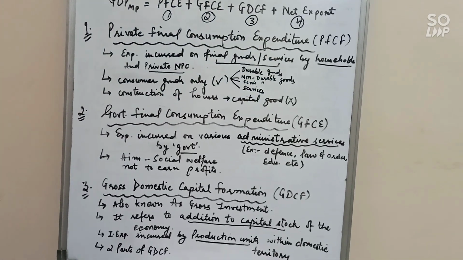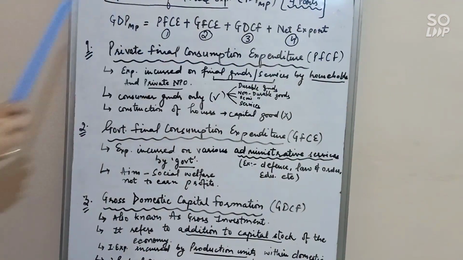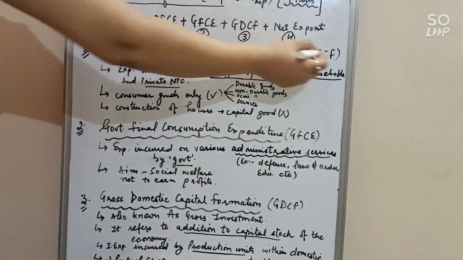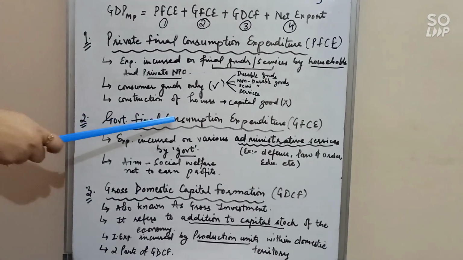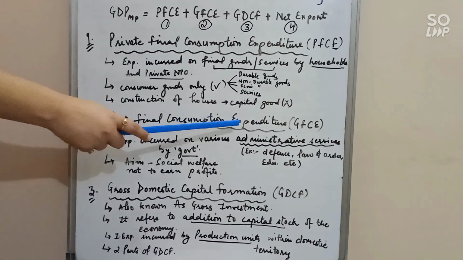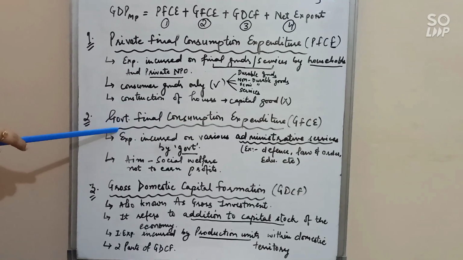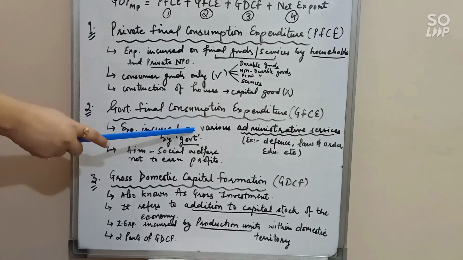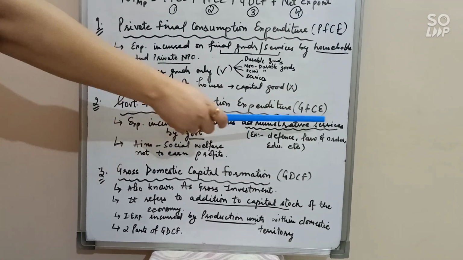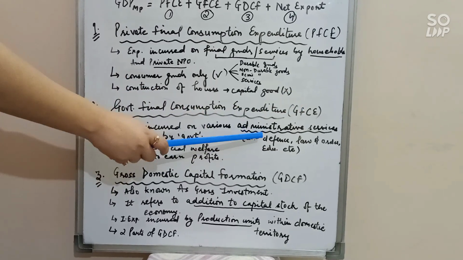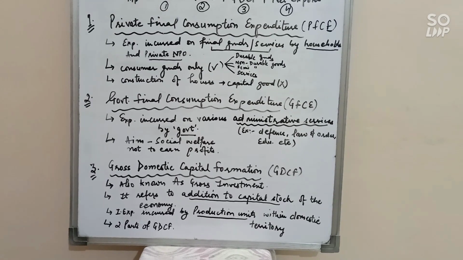Okay. So, first point, is it clear? PFCE, that is the short form. Private final consumption expenditure. Now, second point is government final consumption expenditure. Again, it is very clear: expenditure incurred on the consumption of final goods and services by government. So we can write expenditure incurred on various administrative services by the government. Example, which services? Administrative services. Example, defense, law and order, education, etc. All these expenditures are done by the government.